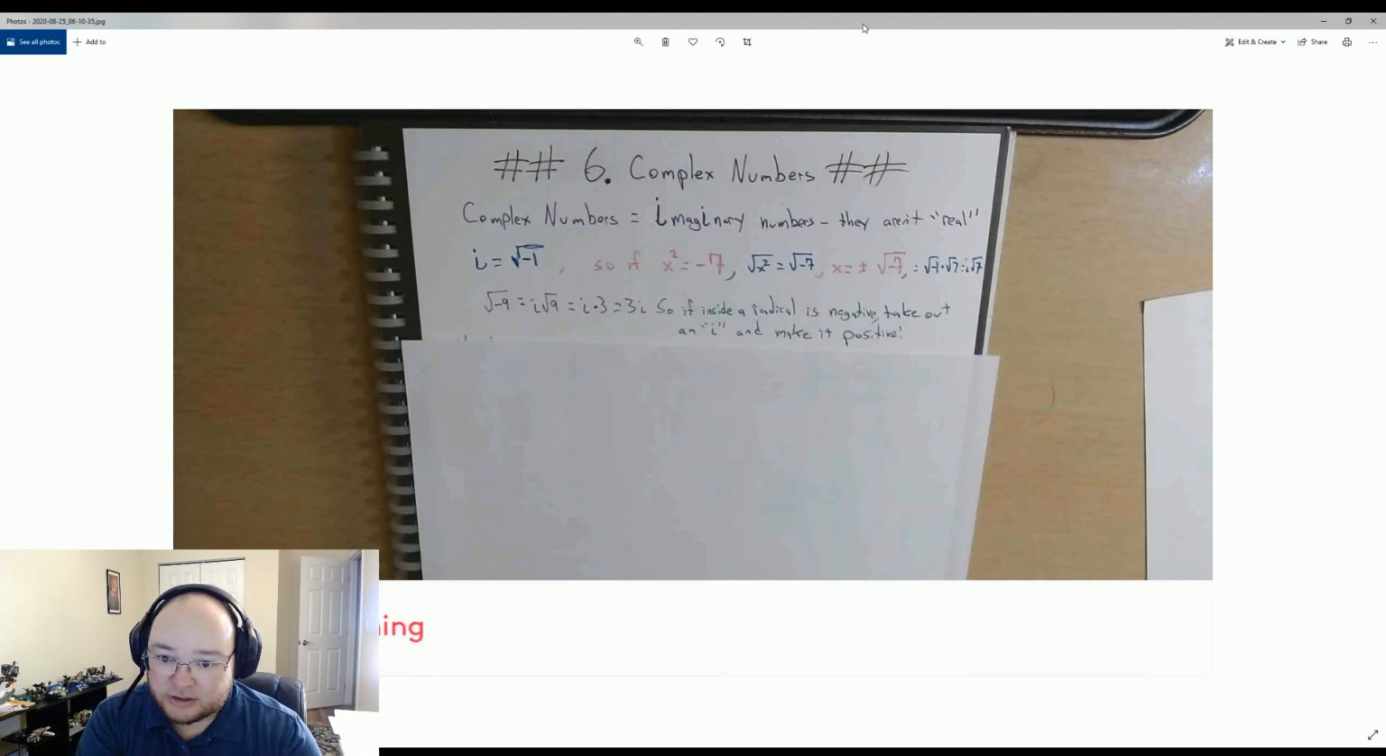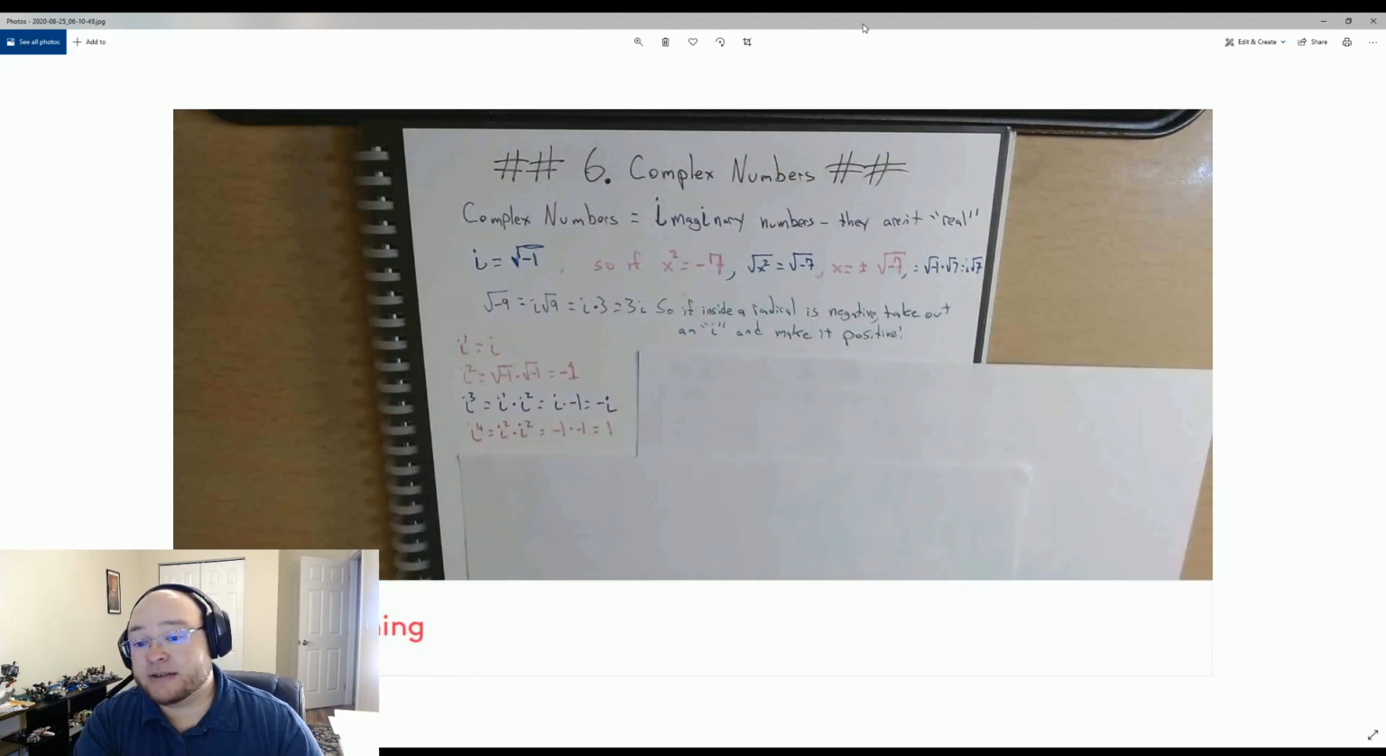If we look at this another way, you get square root of -9. That really just equals i square root of 9, which equals i times 3, which is 3i. What happens is if inside a radical is negative, you take out an i and you turn that radical positive. So if you have the square root of -5, you just put i square root of 5. Square root of -10 would be i square root of 10. So just take out the i and leave a positive number inside.